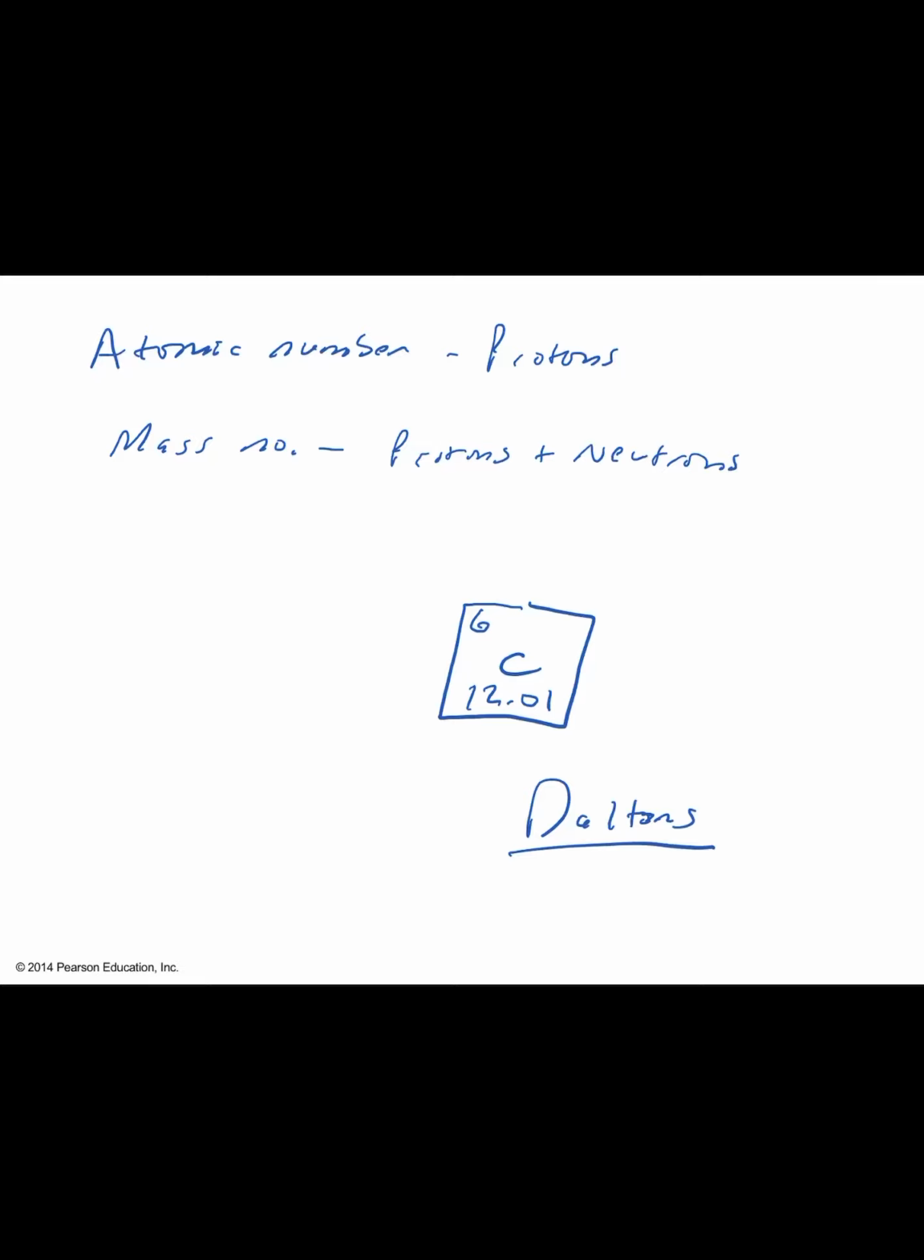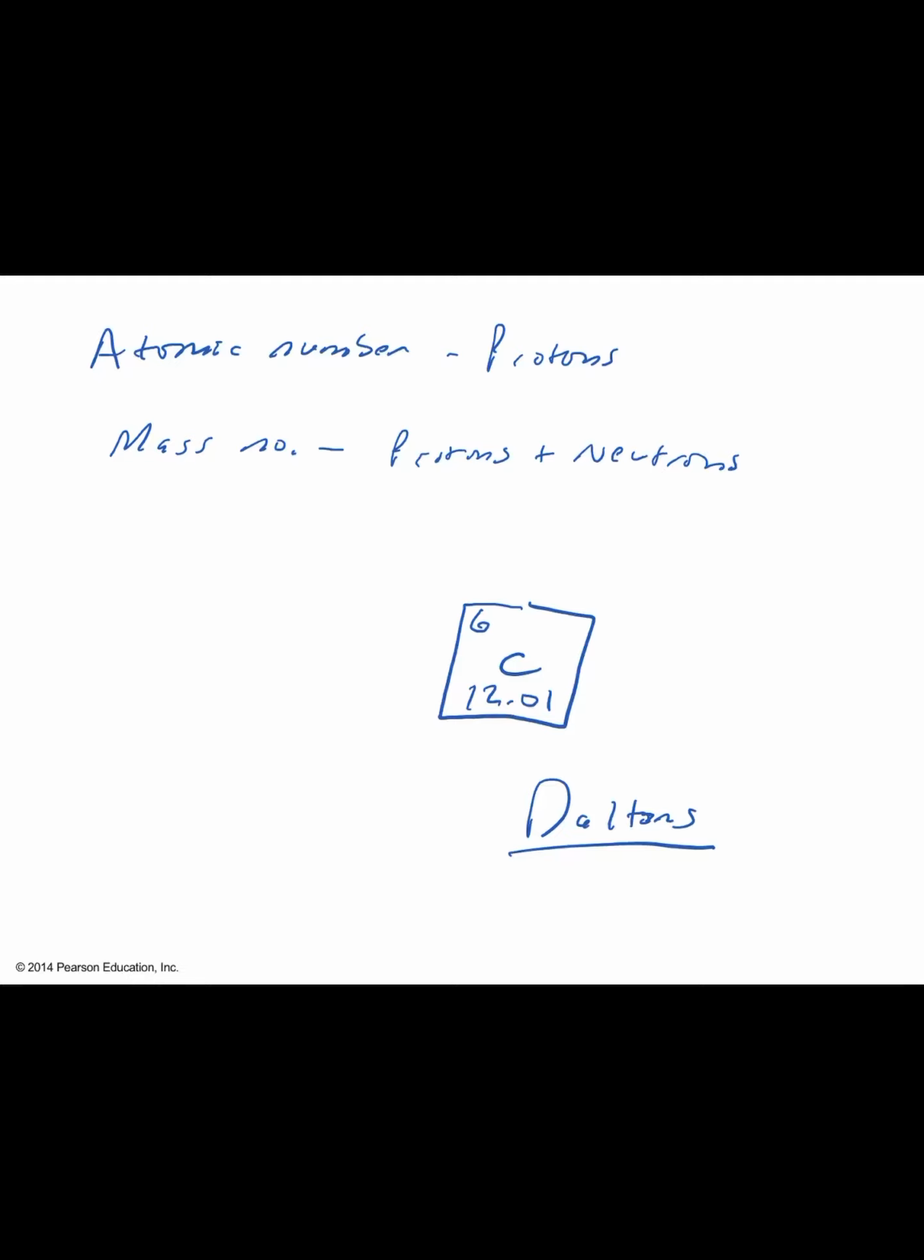Okay. Now again, that's our mass number, right? So if you add up number of protons and neutrons, you get 12. That's because carbon has 6 protons and 6 neutrons. 6 plus 6 gives you 12, and that 12 is an approximation of the actual mass number of the atom, 12.01. All right. Now, in carbon we have 6 protons and 6 neutrons. So how many electrons? Well, also 6.